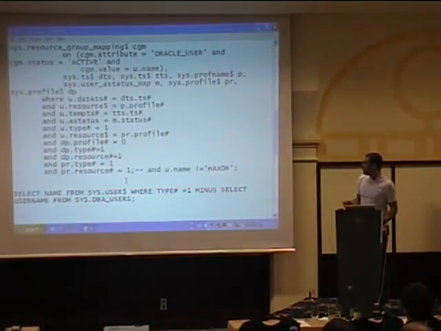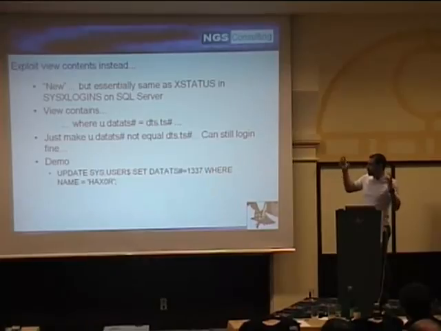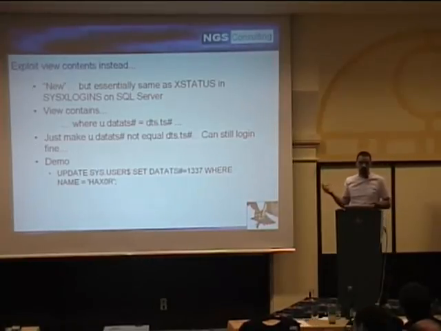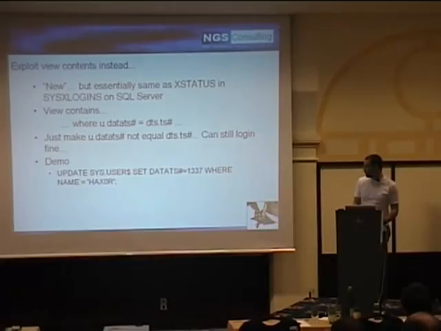Okay. So rather than modifying the text of the view, we can simply manipulate the view's contents so that the account disappears. Now, I say this is a new method. It's not really new. This is exactly the same thing in Oracle that we did with XStatus in SQL Server. It's abusing the view's contents itself to make the account hidden. Of course, we can still use the underlying table user$ to find user accounts, so it doesn't solve any problems as such. It's just that rather than changing the text of the view, which is easily noticeable, you do a direct manipulation of the data TS number, for example.